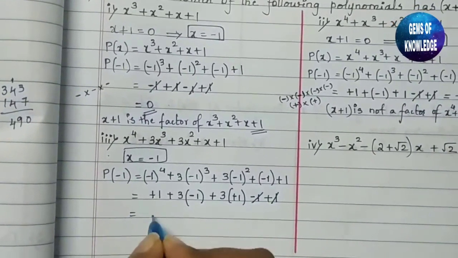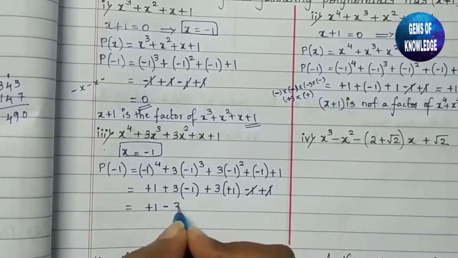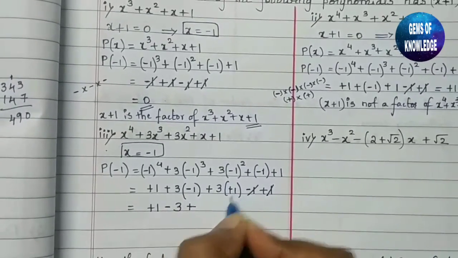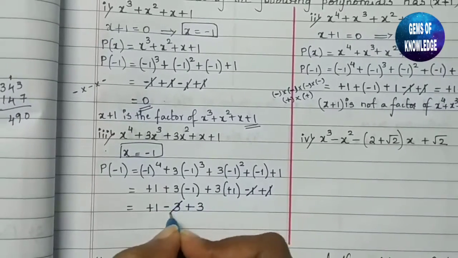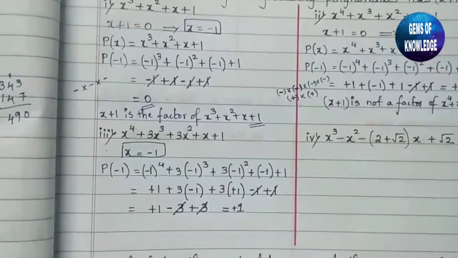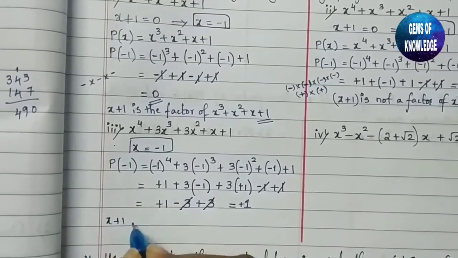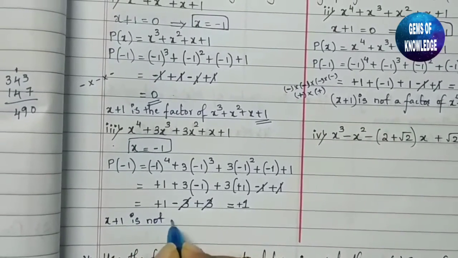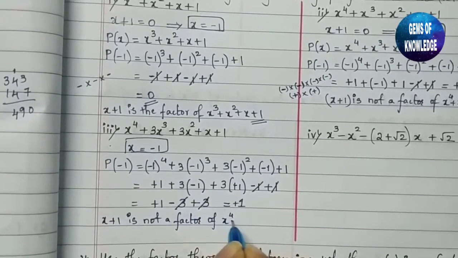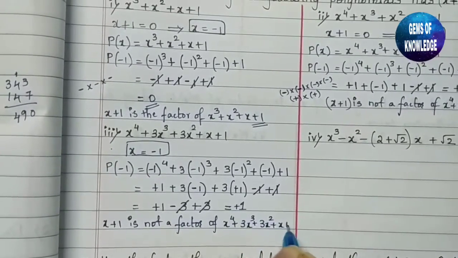So here we are getting plus 1, plus into minus will be minus, 3 ones are 3 we are getting, and plus into plus will be plus, and 3 into 1 is 3. So here you can see minus 3 and plus 3 is cancelled. So we are left with plus 1. Okay. So as we are left with plus 1 here, we can write that x plus 1 is not a factor of x to the power of 4 plus 3x cube plus 3x square plus x plus 1.